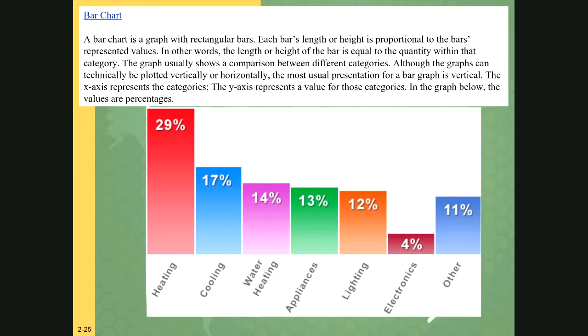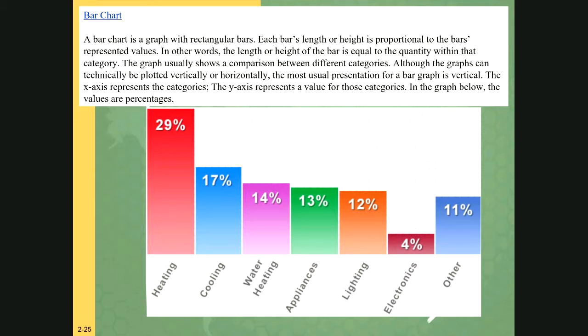All right, so the bar chart. The bar chart is the graph with rectangular bars. Each bar's length or height is proportional to the bar's represented values. In other words, the length or height of the bar is equal to the quantity within that category. Usually it's a percentage.